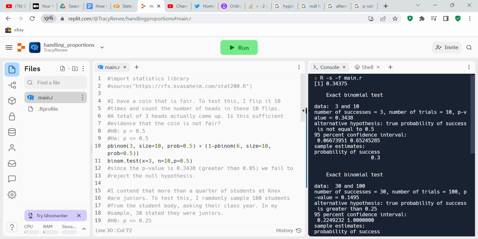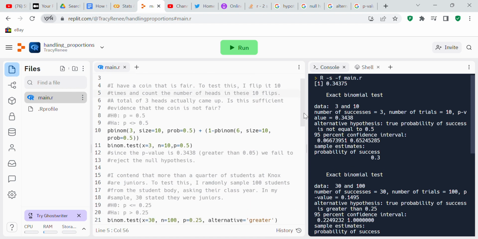So we have the first question. I have a coin that is fair. To test this, I flip it 10 times and count the number of heads in these 10 flips. A total of 3 heads actually came up. Is this sufficient evidence that the coin is not fair? So our null hypothesis is p equals 0.5. Our alternative hypothesis is p does not equal 0.5.